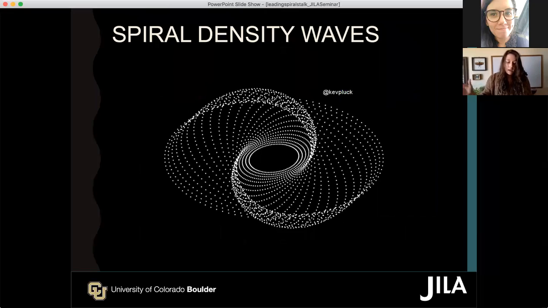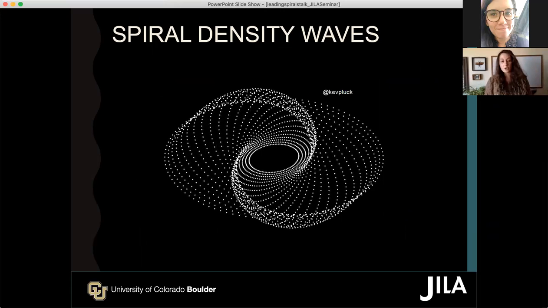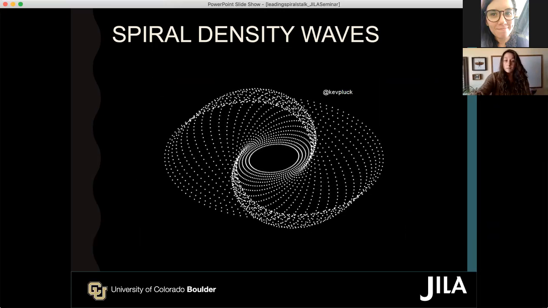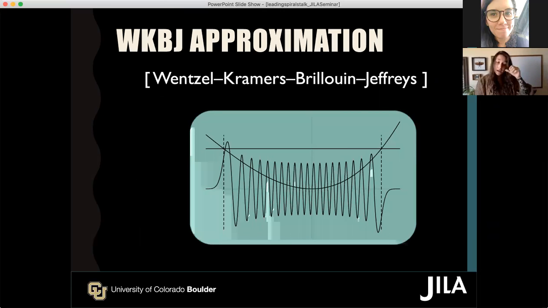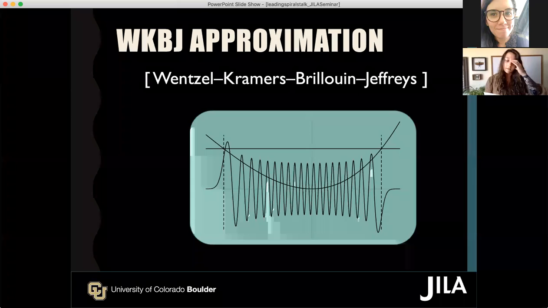So assuming that spiral arms are density waves rather than material structures, we employ what's called the Wentzel-Kramers-Brillouin-Jeffreys, or WKB approximation. Very, very generally speaking, this is a way that you can approximate solutions to differential equations. For our purposes, however, it states that the potential minima, which correspond to surface density maxima, which are our spiral arms, will be located on loci defined by constant phase.